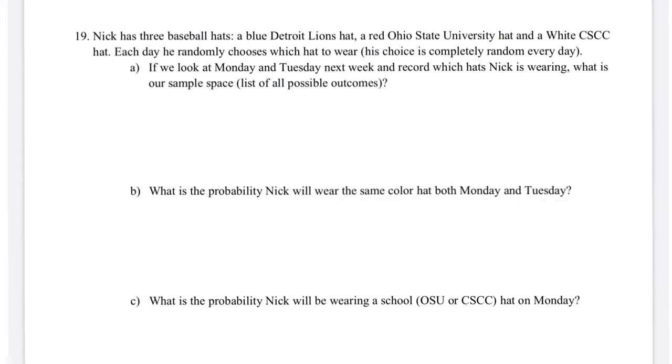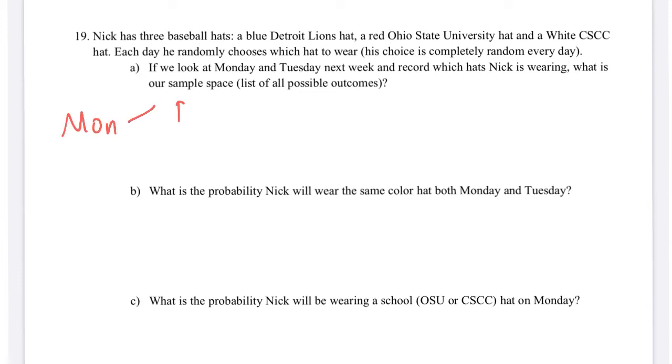All right, for number 19, we're still looking at probability. So here Nick has 3 baseball hats: a blue Detroit Lions one, a red OSU one, and a white CSC. Each day he randomly chooses which hat to wear. His choices are completely random each day. So if we look at Monday and Tuesday of next week and record which hats he's wearing, what is our sample space? So we're listing all of our possible outcomes.